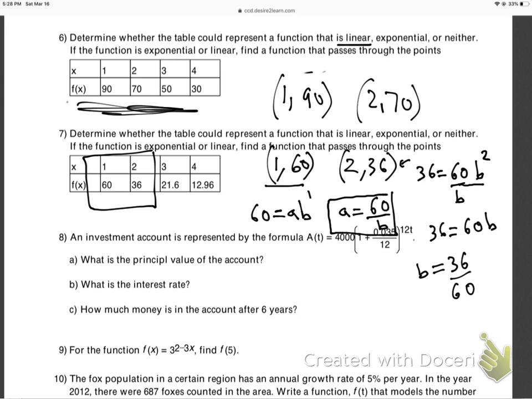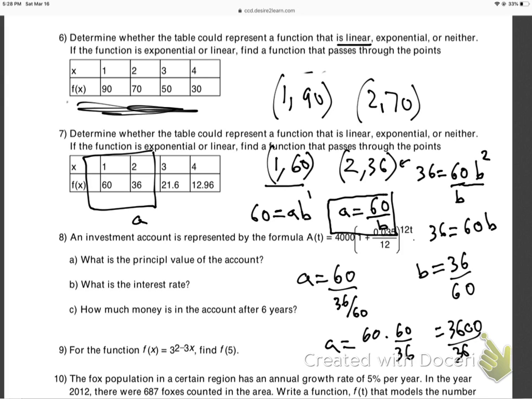Now, by the way, have I found out what a equals? I found out what b equals. Now, a is 60 over b, remember. So a equals 60 divided by b, which is 36 over 60. When you divide by a fraction, you flip it upside down and it's multiplication. So a equals 60 times 60 over 36. That is 3600 over 36. So a equals 100. So I have a equals 100 and b equals, remember, 36 over 60. There you go.